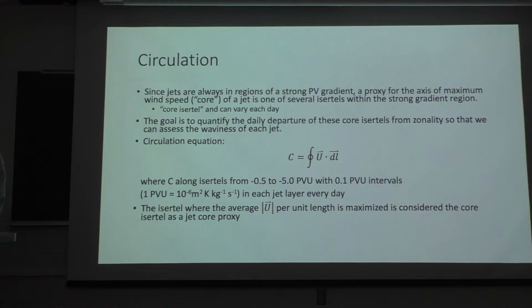The goal is to quantify the daily departure of these core isotels from zonality so that we can assess the waviness of each jet. And so, using the circulation equation, where C is calculated along the isotels of negative 0.5 to negative 5 PVU in each day, in each jet layer every day, the isotel where the average U per unit length is maximized is considered the core isotel, a jet core proxy.